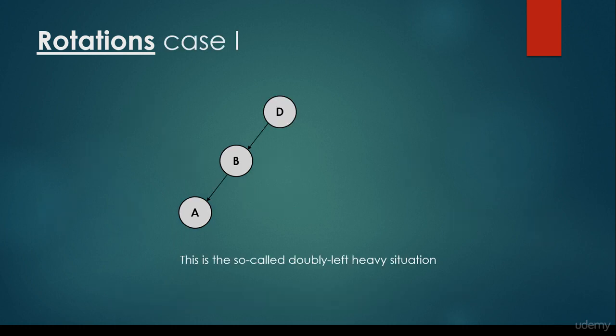We have the case 1. This is the so-called doubly left heavy situation where we have a root node and the root node has a left child and this left child has another left child. For example, the root node is the node D, then the node B and the node A. So we have to check the height parameters. What about the leaf node?